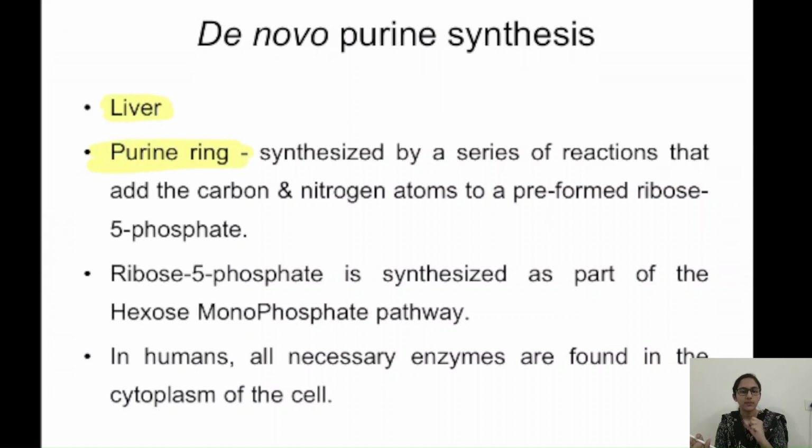So this is a preformed ribose 5-phosphate, on top of which we are going to add the nitrogen and carbon by a series of reactions, and we are going to form the purine nucleotide. Now, where does the ribose 5-phosphate come from? Of course, it comes from the HMP shunt pathway. All these enzymes are present in the cytoplasm of a cell.